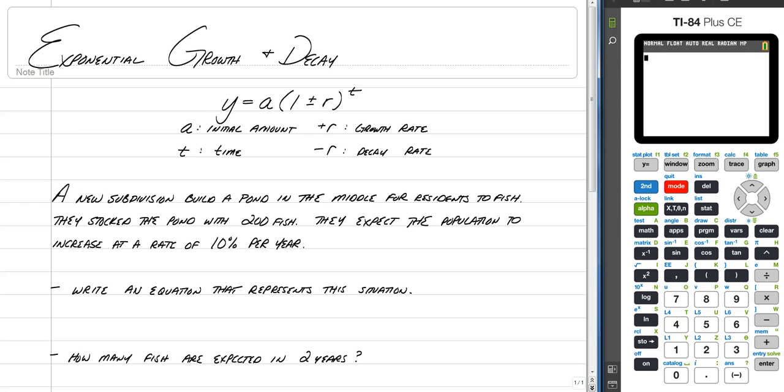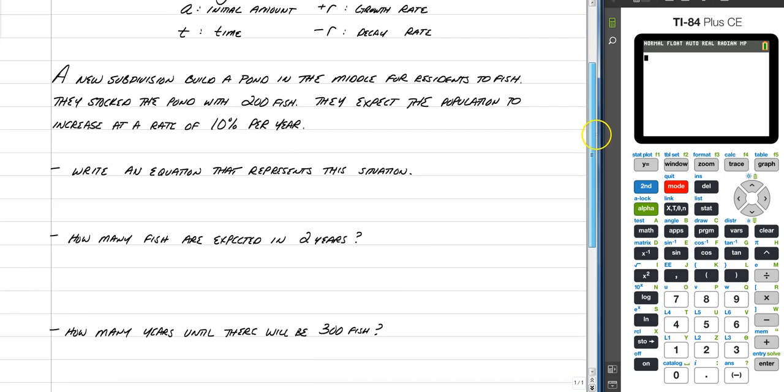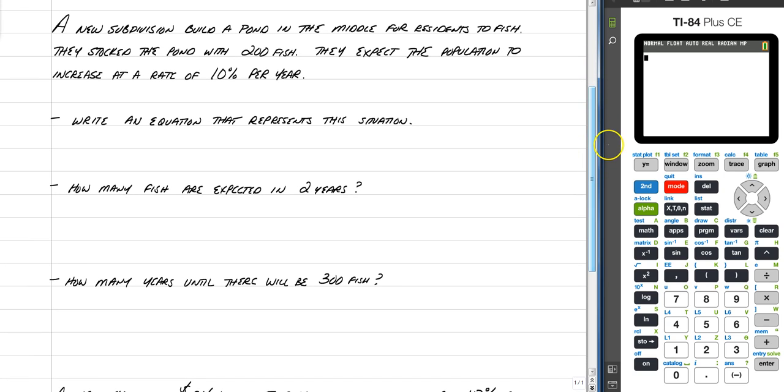Okay? So what we're going to do is start with a brand new pond in the middle of a subdivision. And they're going to stock it with 200 fish. And they expect the population to increase at a rate of approximately 10% per year.